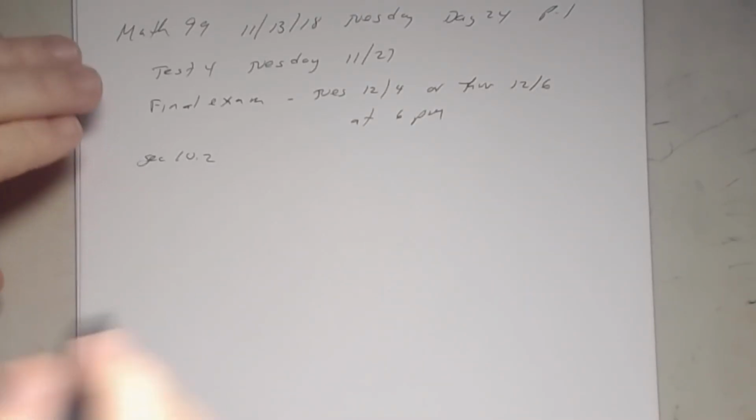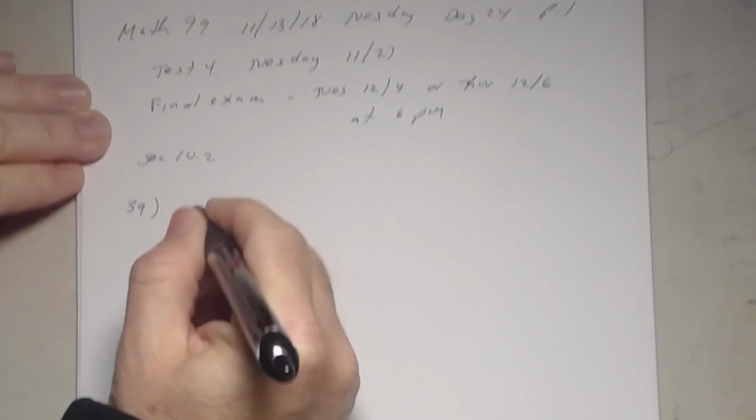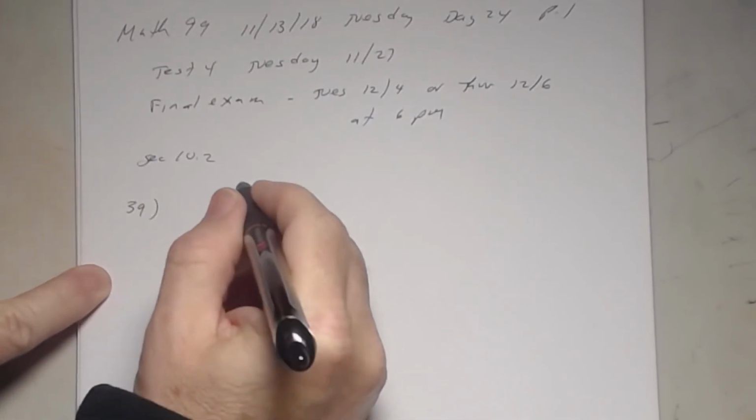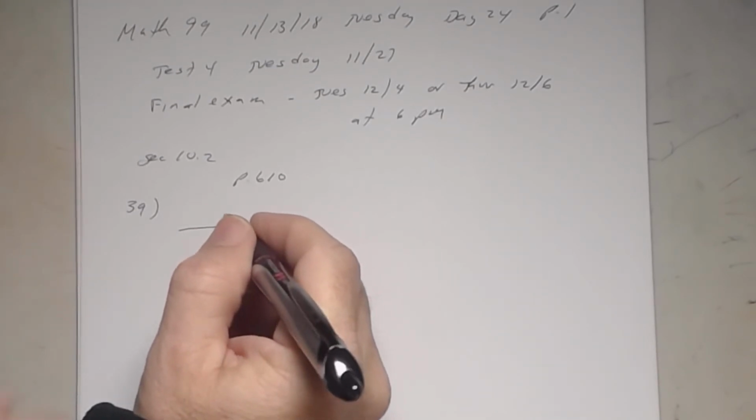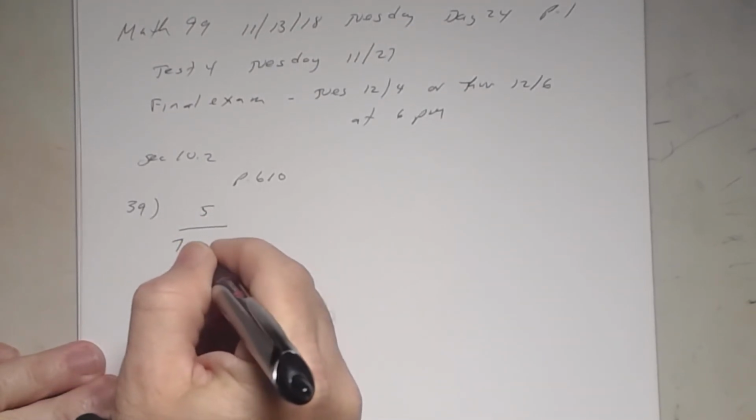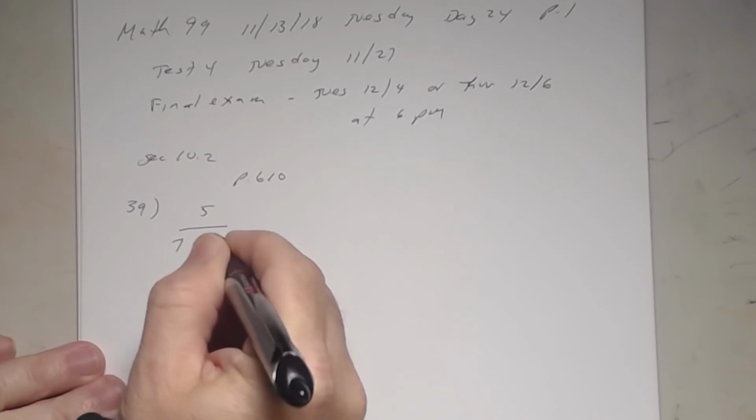All right, so this is going to be number 39 on page 610. And so you have 5 divided by 7, x to the 3/4.